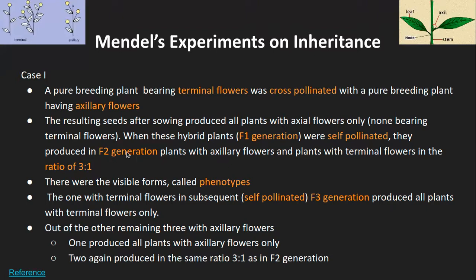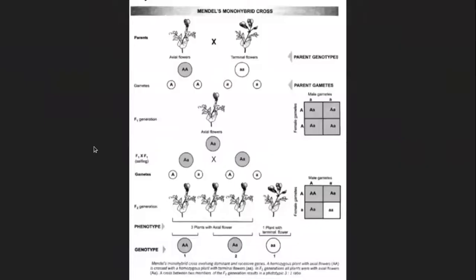So these F2 generation plants produced axillary flowers and plants with terminal flowers. That means they again produce both of these traits which were present in the parent generation, in the ratio of 3:1. How? We will see that now. I hope this diagram is visible on your screen.